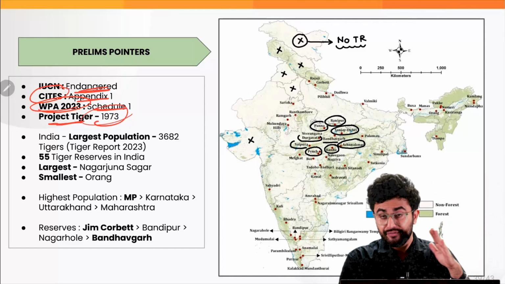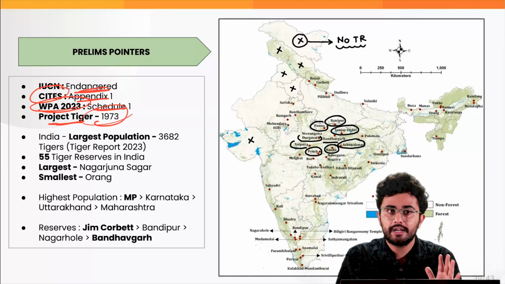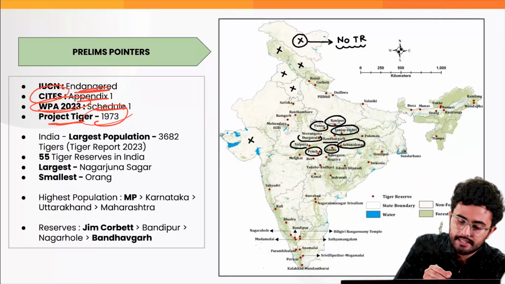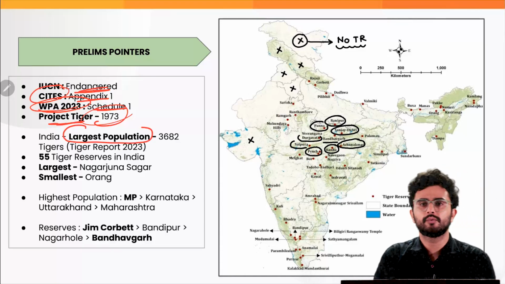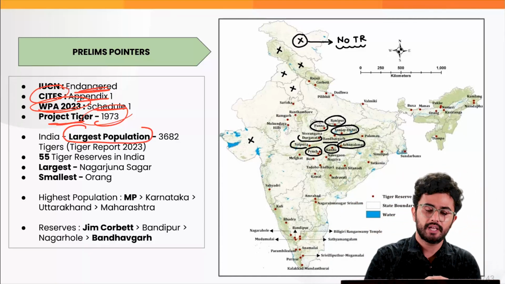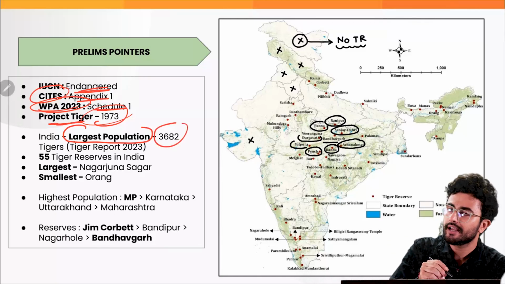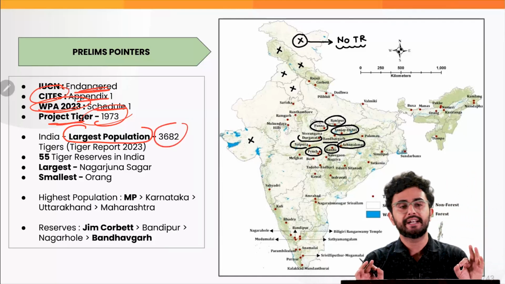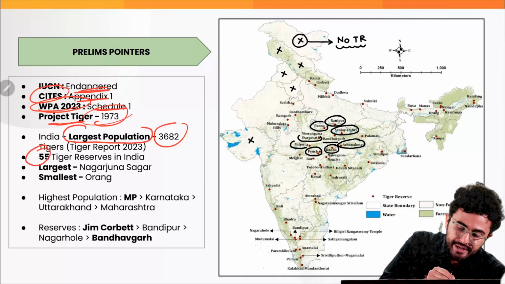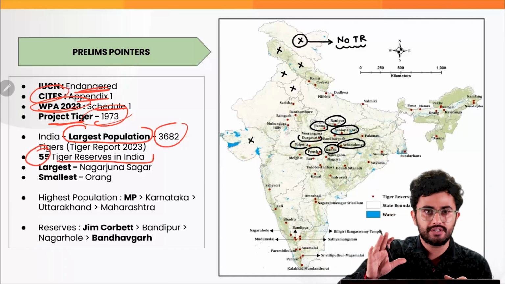Keep in mind that with the efforts which we have taken, currently as per the tiger census of 2023, India has the largest population of tigers in the world. There are 13 tiger range countries, India being one of them, and we currently have the largest tiger population of 3,682. To preserve these tigers, we have 55 tiger reserves in our country.